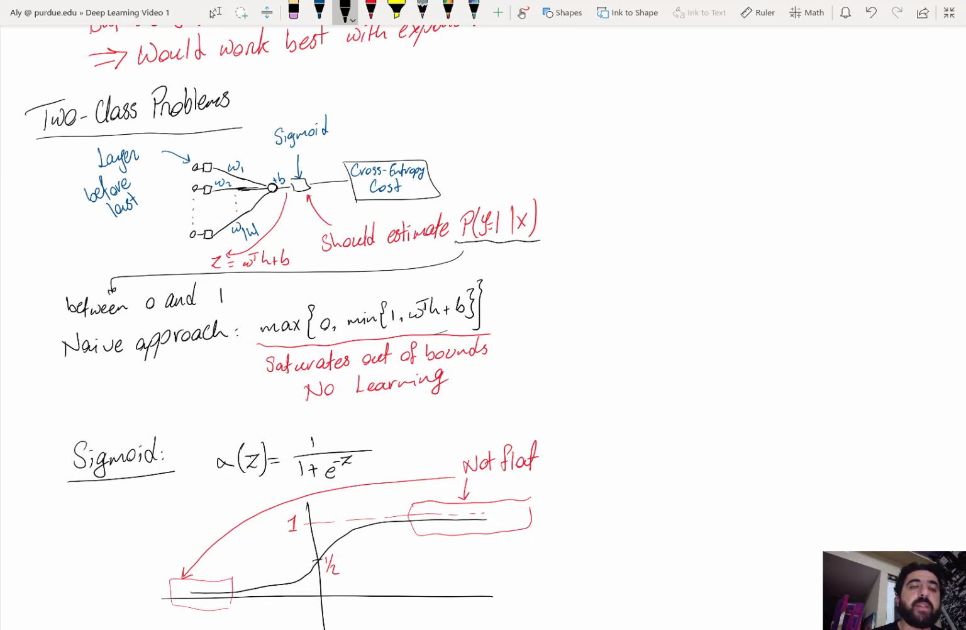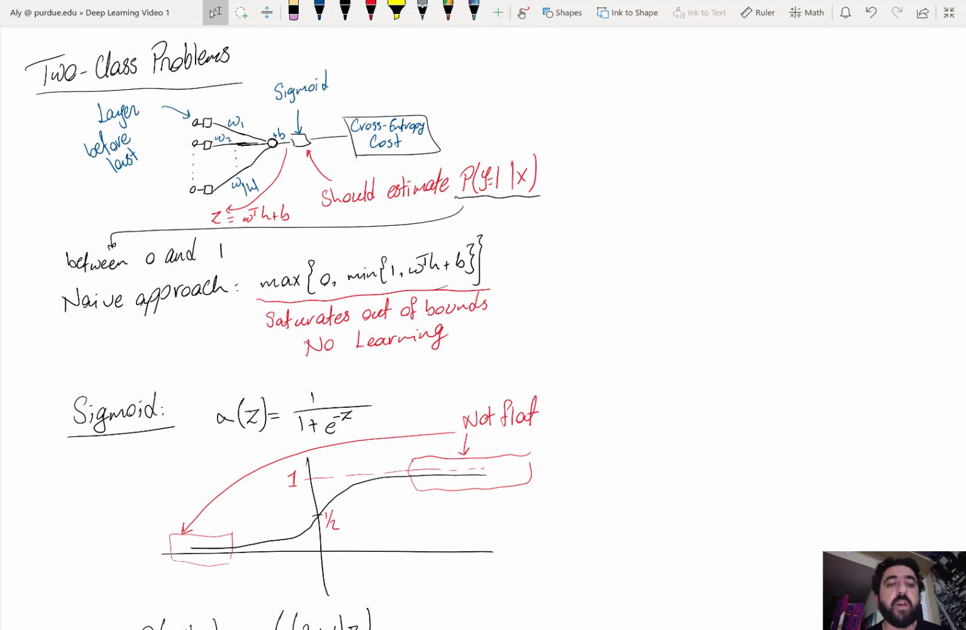So the naive approach is basically to bound it. If it's less than 0, then make it 0. If it's more than 1, then make it 1. But this is bad because it saturates when you are out of bounds. For example, if the value of the output unit is -2, there is no learning that happens because the value of the cost function doesn't change whether the value of the output unit is -2 or -1.5 or -1 or -3. So the gradient saturates. The gradient is 0 out of bounds.